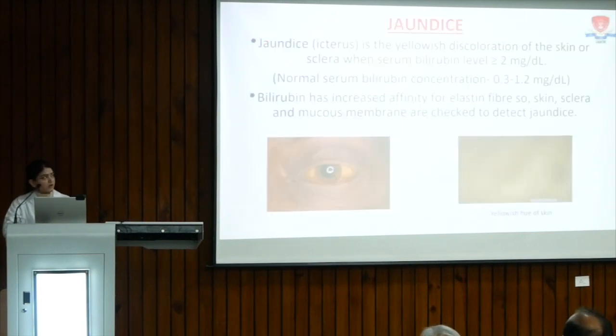So jaundice, also referred to as icterus, is the yellowish discoloration of the skin or sclera when the serum bilirubin level is more than or equal to 2 milligrams per deciliter, whereas the normal serum bilirubin concentration would range from 0.3 to 1.2 milligrams per deciliter. Now, bilirubin has a particularly increased affinity for elastin fibers, so the skin, sclera and mucous membrane are often examined for the detection of jaundice.